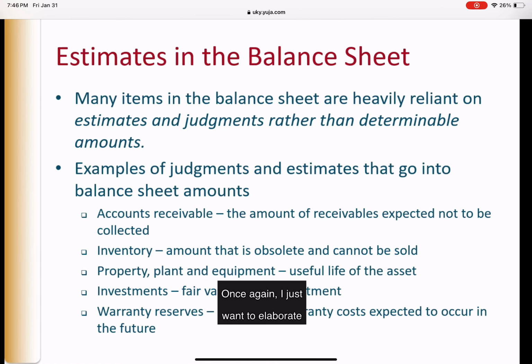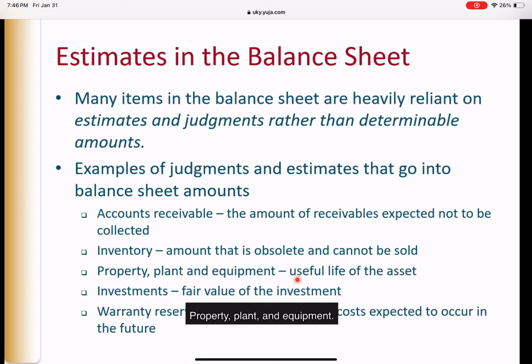And once again, I just want to elaborate the number of estimates that you actually see on a balance sheet, which also then affect in turn your income statement. Accounts receivable, you might think, well, that's the amount customers owe you. But somebody out there, especially your retailers, where they literally have hundreds of thousands of customers, they're guessing on past experience what's not going to be collected. Inventory, even when it comes to obsolete items that cannot be sold, do they really know at the end of the year that that item is obsolete or we're going to have to mark down the price? And also, you're using different inventory methods that you'll study in your next course.